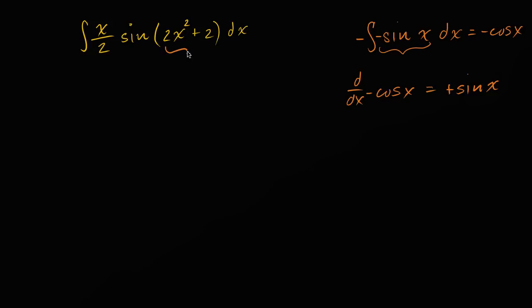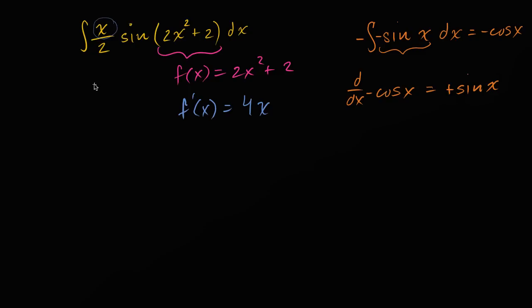If we were to call 2x squared plus 2 f of x, what is f prime of x? Well, then f prime of x is going to be 4x. And this thing right over here isn't exactly 4x, but we can make it. We can do a little rearranging, multiplying and dividing by a constant, so this becomes 4x.